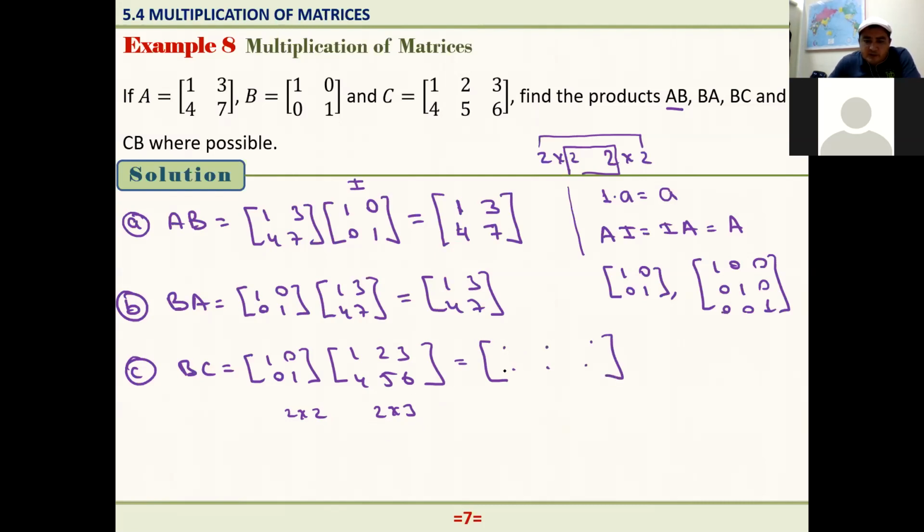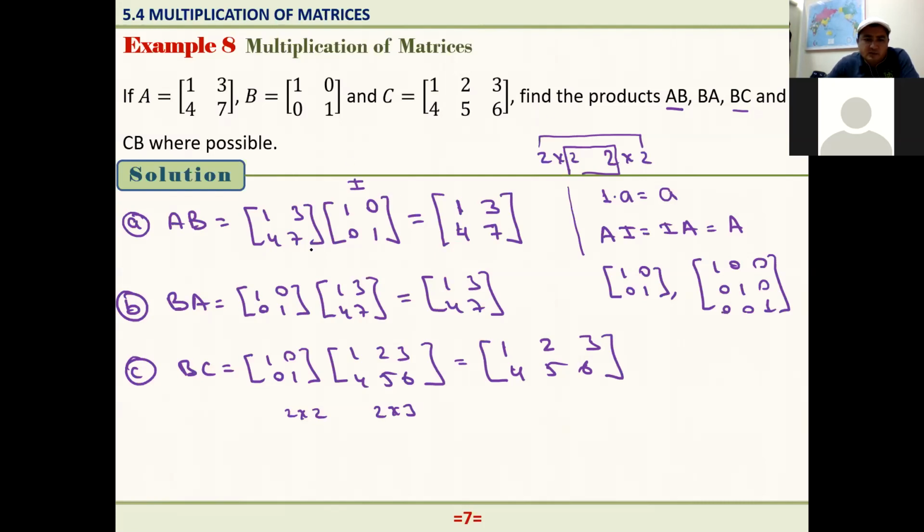Okay. So to write the entries of the first row, we should multiply the first row by each column. So 1 times 1, 0 times 4, that is 1. 1 times 2, 0 times 5, that is 2, and 3. Again, we will get the same answer. Why? Because this one is the identity matrix. And BC is also the same thing, just like BA.